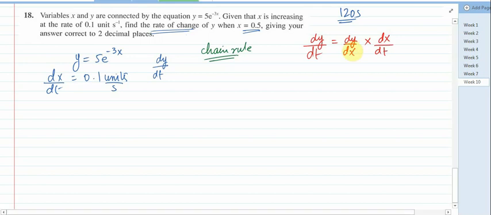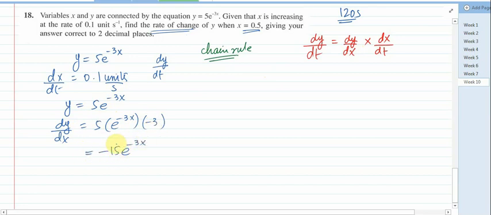I need to find dy by dx first. So we have y is equal to 5e to the power minus 3x. When I differentiate it, dy over dx will be 5 times the derivative of exponential, and now the differentiation of its power. So now it's minus 15e to the power minus 3x, right? And we have the value of x, it's 0.5, so it's minus 15 e to the power 3 times 0.5. So 3 into 0.5 will be 1.5 power e. It's 4.48 times 15, so it's 67.2. Alright, so that is my dy over dx. So I got the value of dy over dx, it's minus 67.2.